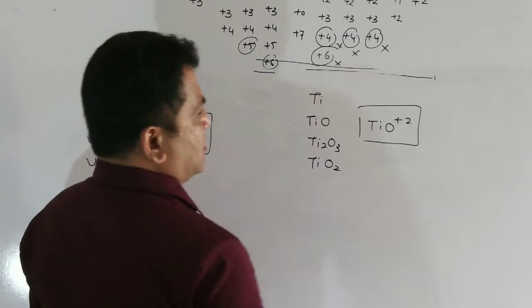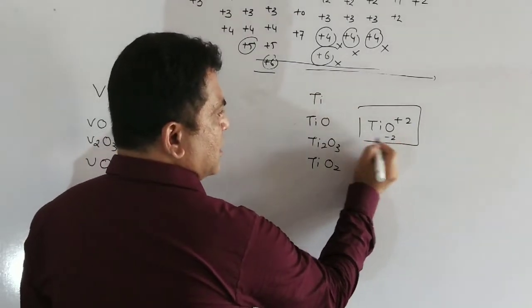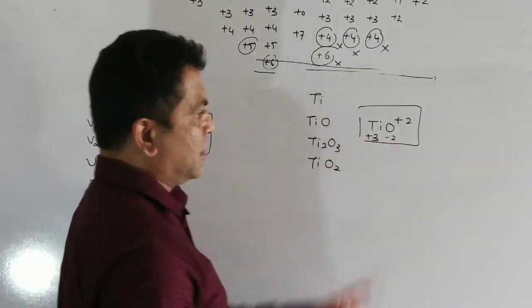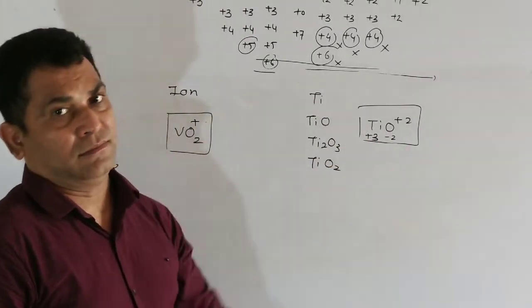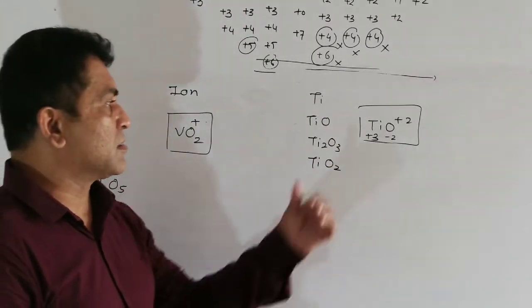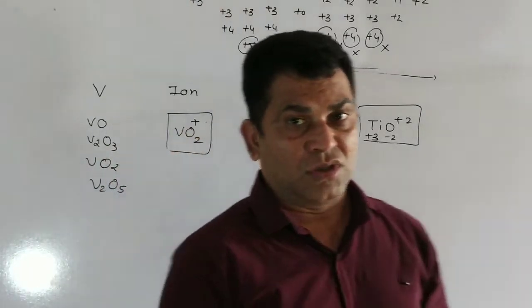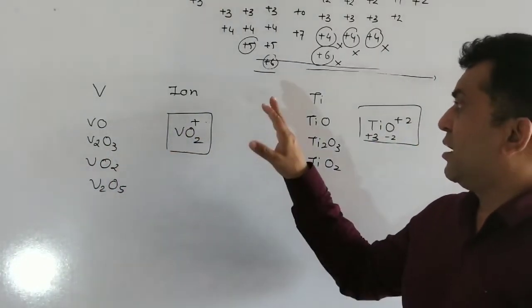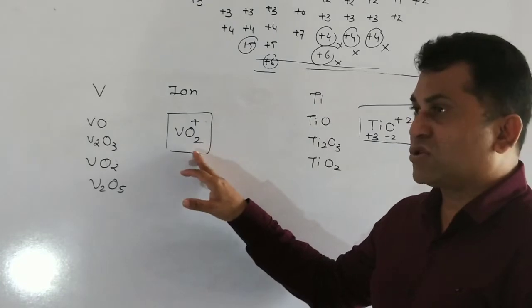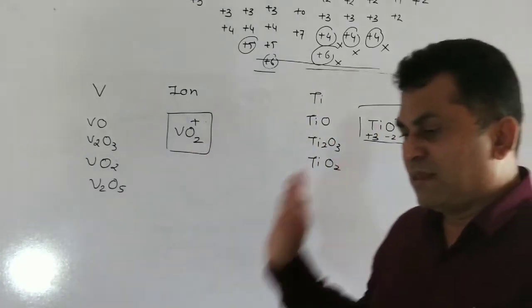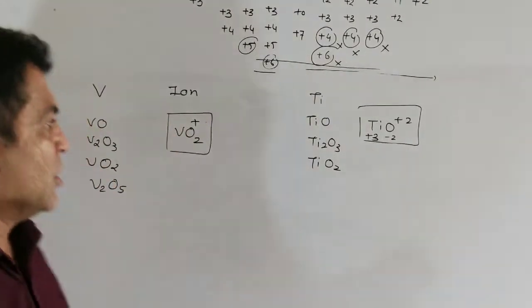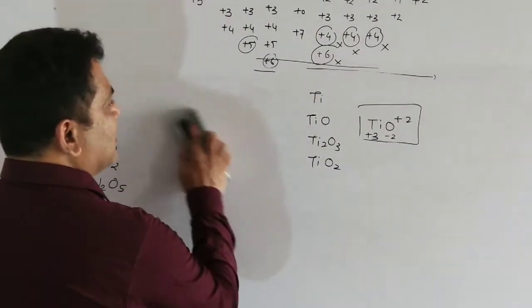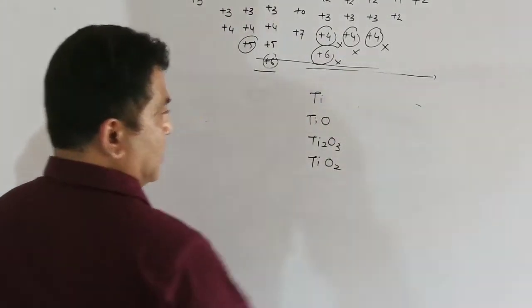Here the oxidation state of the titanium is +4, and oxygen is -2, so the net charge is +2. Titanosonium is the name of this ion. So there are two ions you can consider: vanadosonium and titanosonium. Sonium is the suffix for this positive ion.